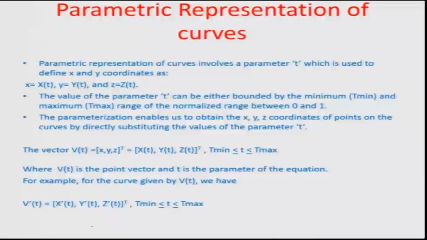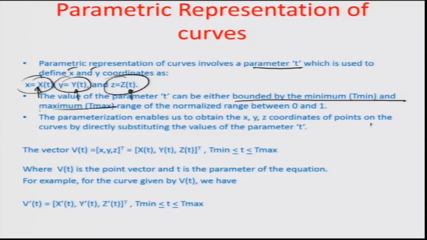So, parametric representation of the curves obviously involves a parameter t, which is used to define coordinates x and y. So, you can say in a 3-dimensional space all 3 coordinates x, y and z are a function of t. X is, for example, capital X of t, y is capital Y of t, z is capital Z of t. Further, the parameter can be bounded by a minimum and a maximum value. For example, t can vary between some t minimum and t maximum range.